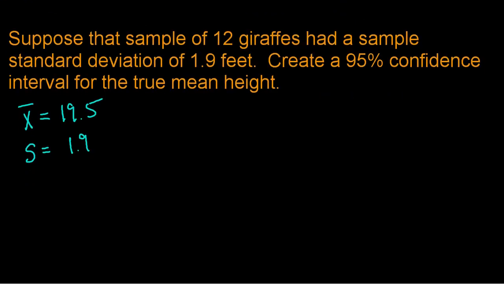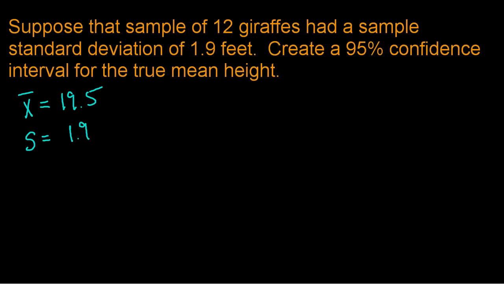I'm pretending I don't know that. The only thing I know is my sample, and that is the 19.5 and then 1.9. So now I'm going to try to use this sample to find the truth. I'm going to start off by taking the mean of my sample, and I'm going to go up and I'm going to go down. I'm going to wrap this interval around it, and that's called the margin of error.